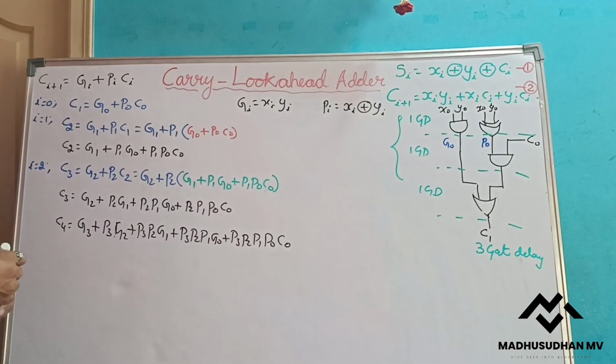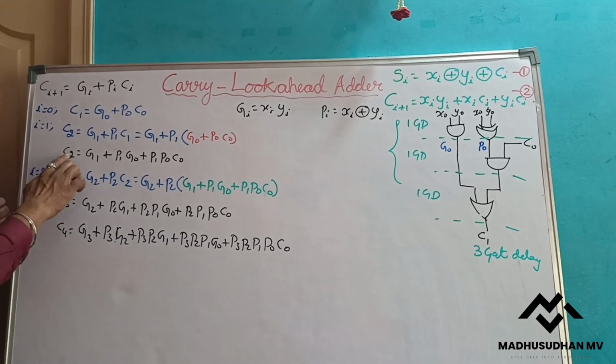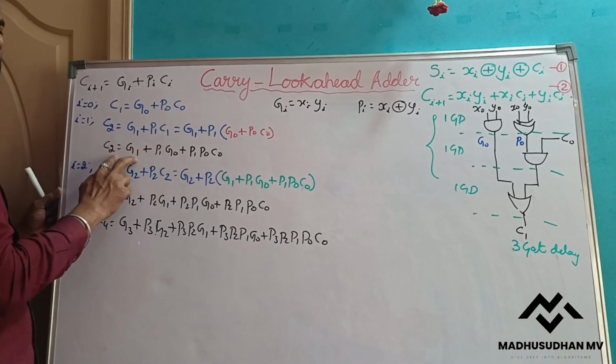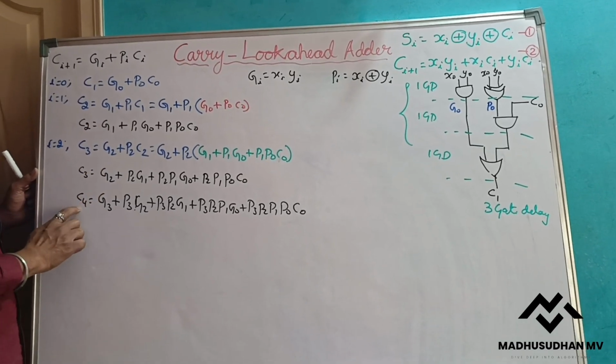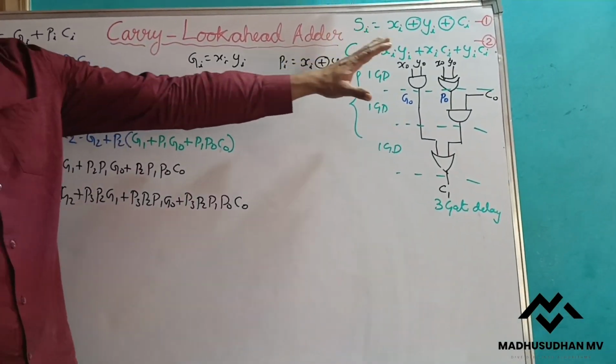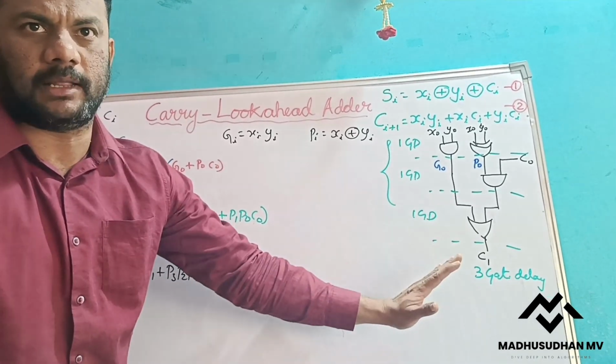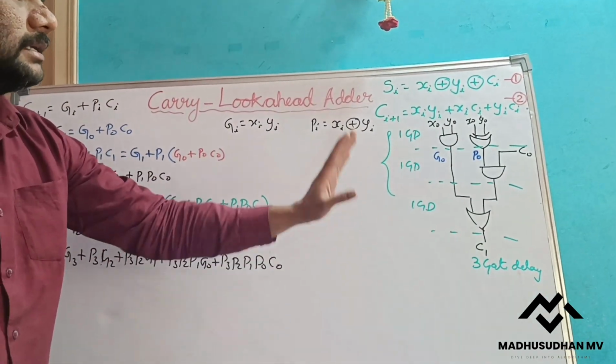Similarly, let us take C2. C2 is also three gate delays, with the same two levels of gates. C2 also three gate delays, C3 also three, C4 also three. That means all carries I can generate at the same three gate delays. Now let us write the sum equation.